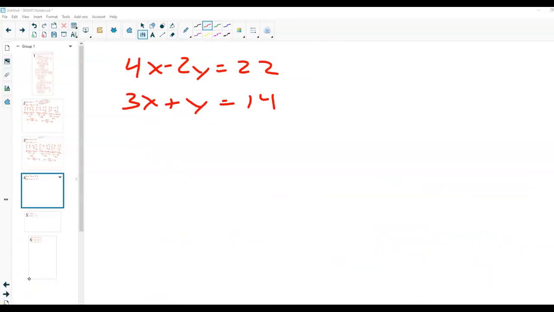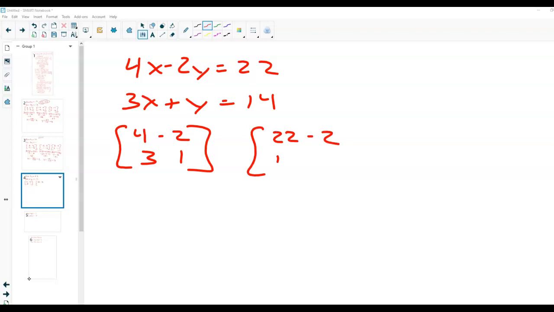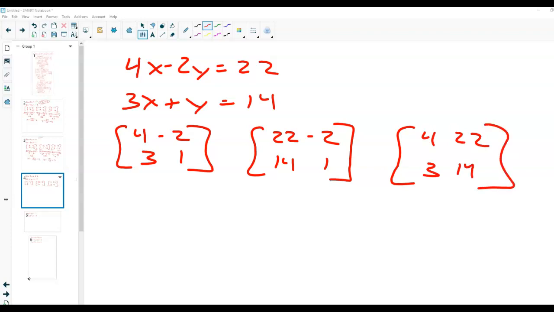You have to set 3 matrices. 4, negative 2, 3, 1. This one becomes 22, negative 2, 14, 1. This one becomes 4, 22, 3, 14. Alright, you get a matrix from the coefficients. I replace the x coefficients with numbers to the right of equal sign. I replace the y coefficients with numbers to the right of equal sign. Put my minus signs down right away.